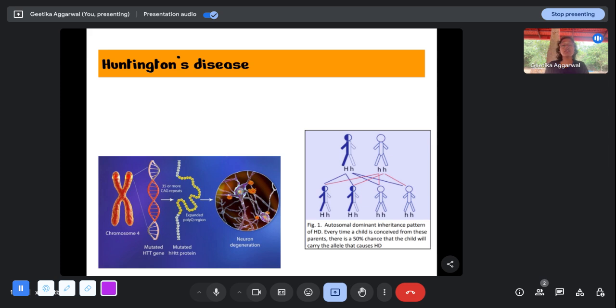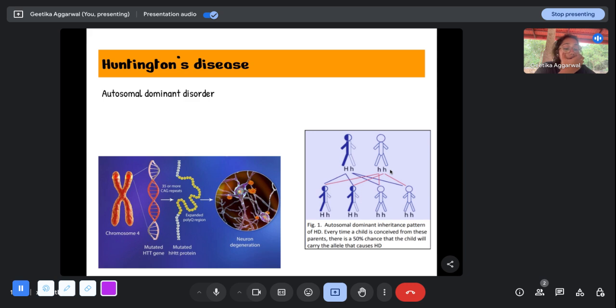Moving on to another disorder, which is Huntington's disease. It is an autosomal dominant disorder, which means that the disorder happens because of the dominant gene, as you can see here, capital H. This is the affected parent, who actually carries the gene of capital H and has the disorder.